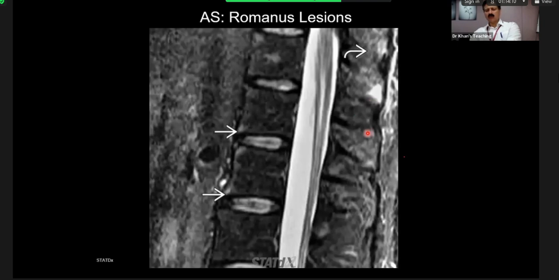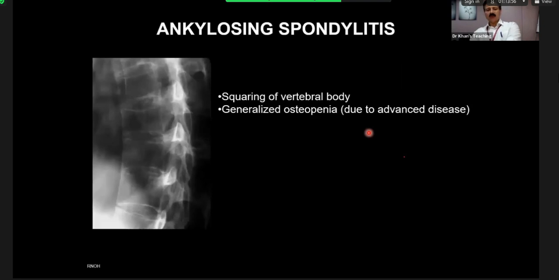I'm not showing you because of the time factor, but costovertebral joints, of course, can be involved in ankylosing spondylitis, and particularly on axial, the examiner might like to show you. On a plain film, early signs: squaring means that there is deposition of new bone anteriorly under the anterior longitudinal ligament, which will give you this square-shaped vertebra. So we call it squaring of vertebral body. In this case, there is generalized osteopenia, but that is due to disuse.